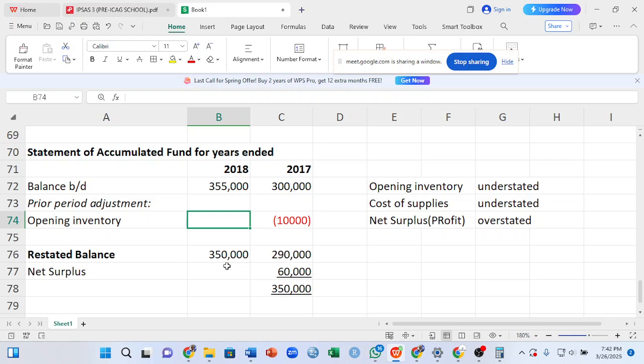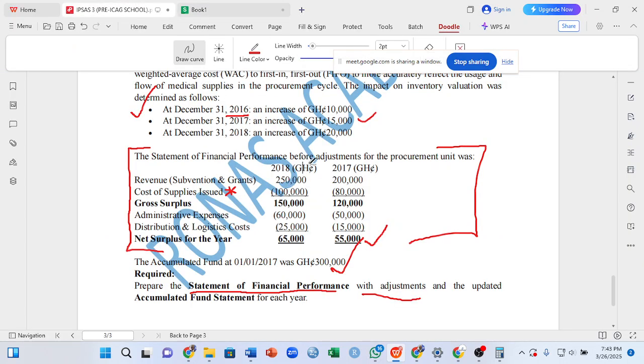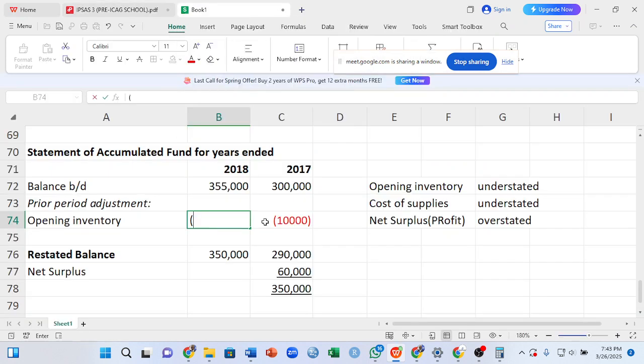So the opening, you have established that you are going to less or subtract. Less or add? You have established you are going to less, right? Yes, you are going to less. So what's the opening for 2018? It will be the closing for 2017. That's 15,000.